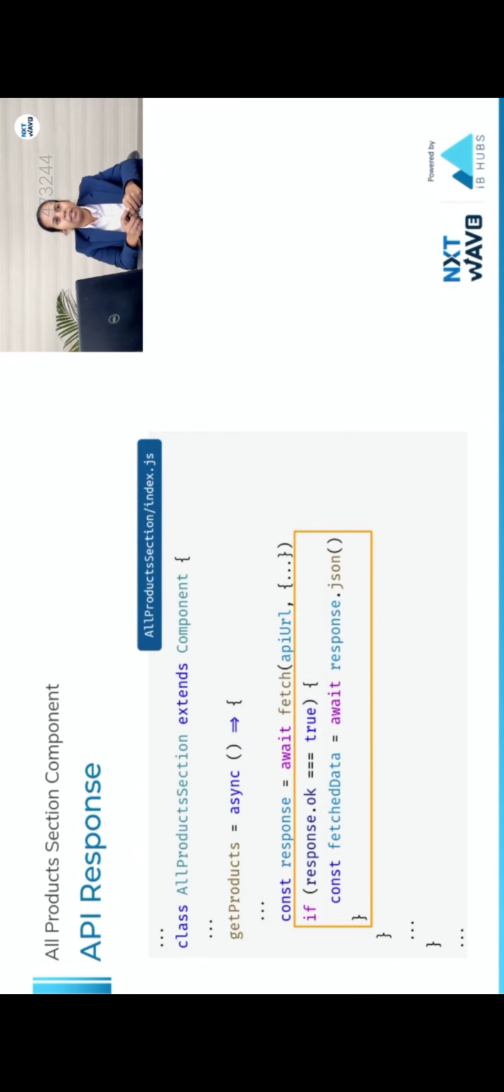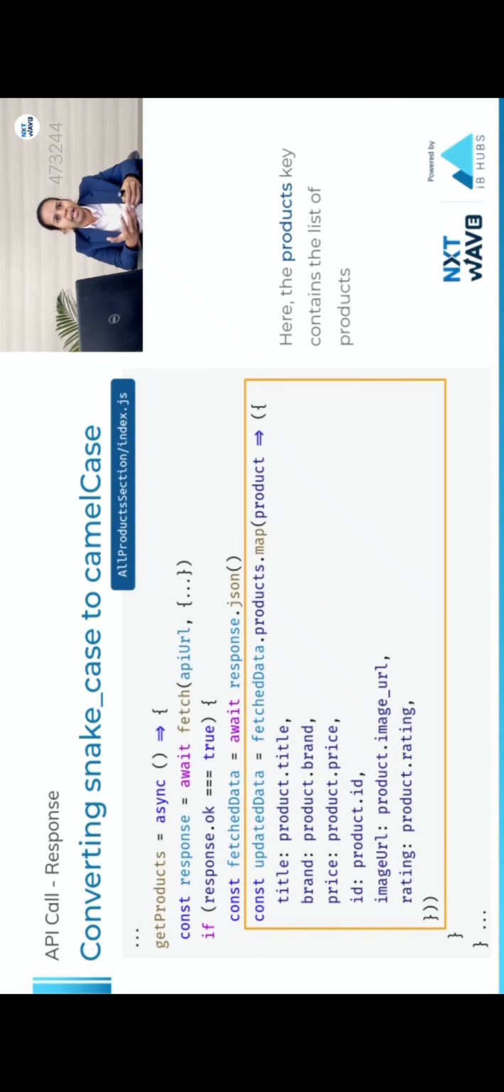Okay, so there you can see if the response.ok is true, that is, if the API call was a success, then we are converting the response into JSON. We are fetching the data, and since we already know that we have to convert the snake case to the camel case, what we are doing is updating that fetched data. So fetchedProducts, we have fetchedData.products.map of product, and there the title is being updated, brand and price, ID. In case of image URL, we have to convert the snake case into camel case, right? So it is image_url, we have to convert that into imageUrl. So we have appropriately updated this, and the rating.